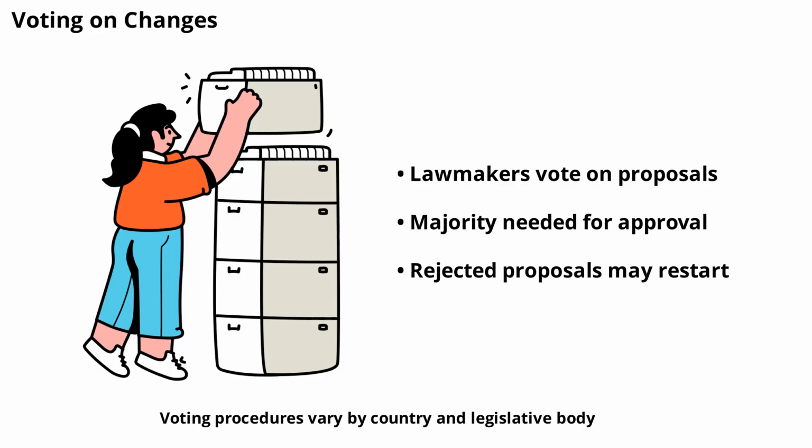Voting procedures vary by country and legislative body, but the principle is the same. Elected representatives decide if the rule should be updated. A majority vote is usually required for the proposal to pass. If it's rejected, the process may start over or be abandoned. If approved, the proposal moves to the next stage.